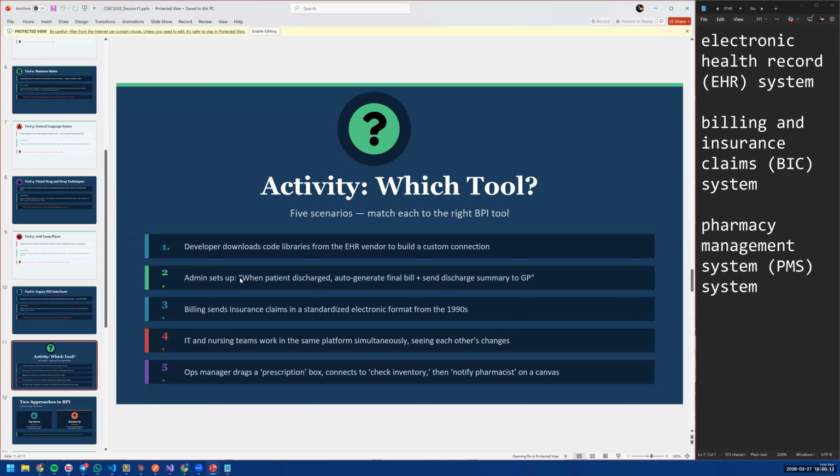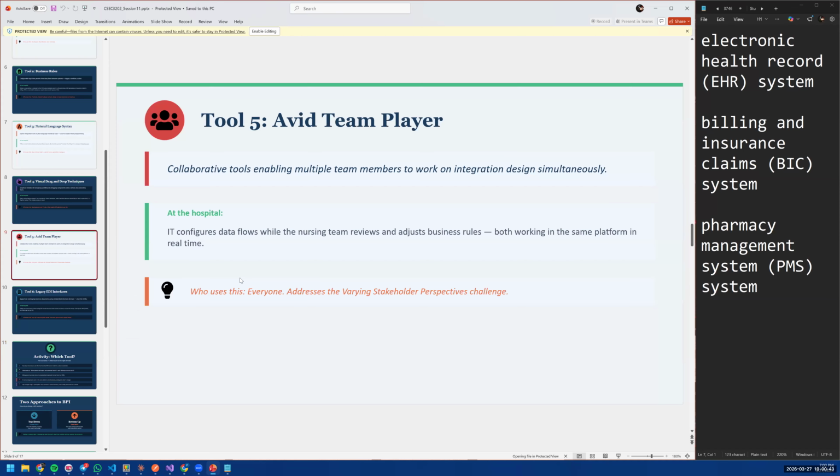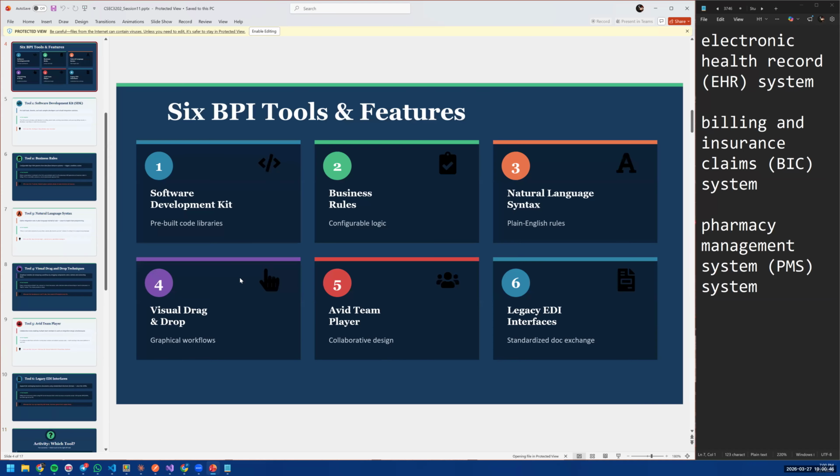Okay. So let me go to the next one. I'll put the tools on screen after I read it. Scenario 3: the hospital's billing system will send out insurance claims to Blue Cross in a standardized electronic format that hasn't changed since the 1990s. So the hospital's billing team sends insurance claims to Blue Cross in a standardized format that has not changed since the 1990s. Which tool are we using in this case? Legacy EDI interfaces. You say EDI interfaces. Tell me why.